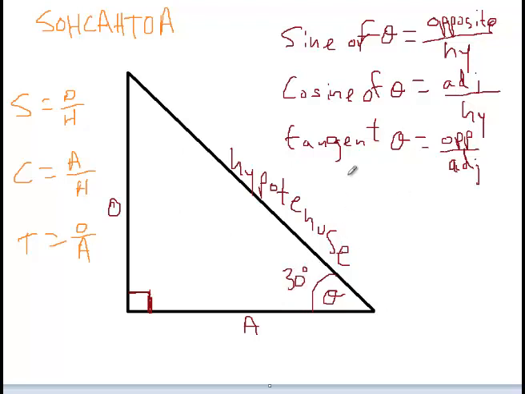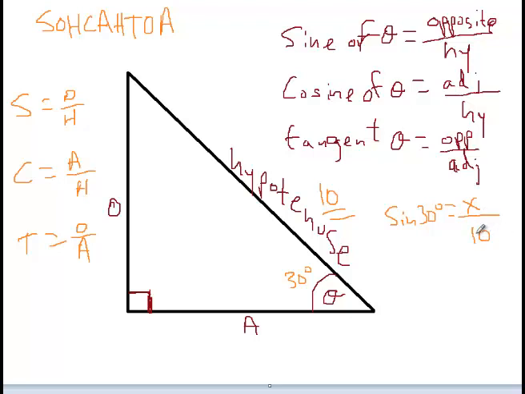So, for example, if I tell you that this is 30 degrees, and I tell you that the hypotenuse is 10, and I want to know the opposite, well, we could figure that out using the sine formula. Remember, the sine of 30 degrees equals the opposite, which is x, we don't know what the opposite is, divided by the hypotenuse, which is 10.